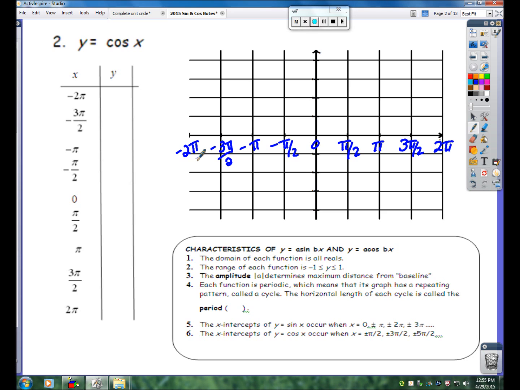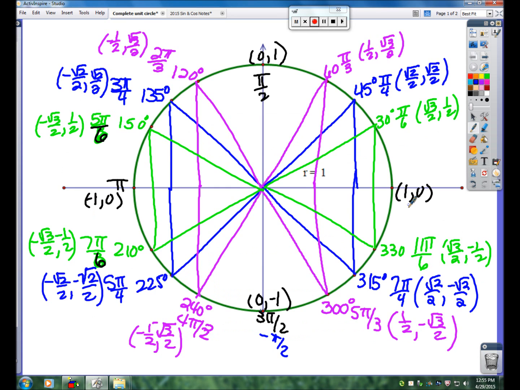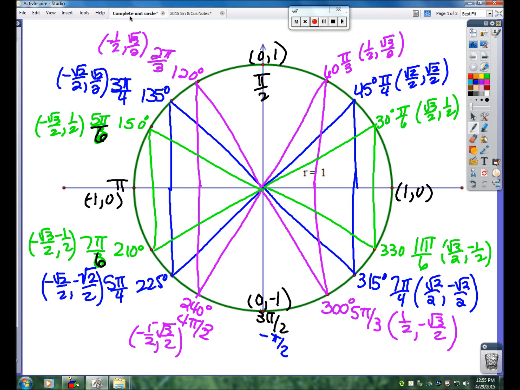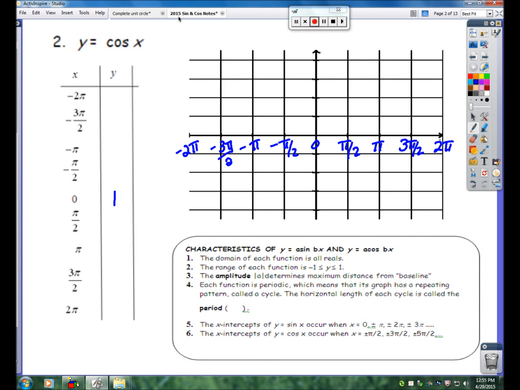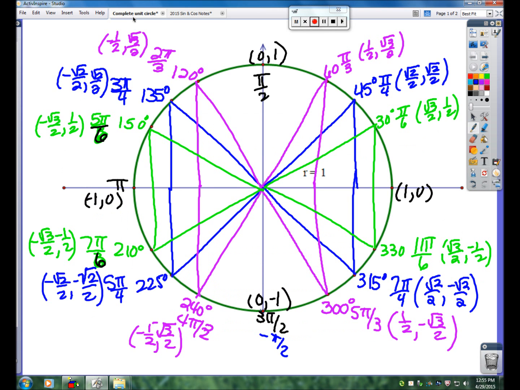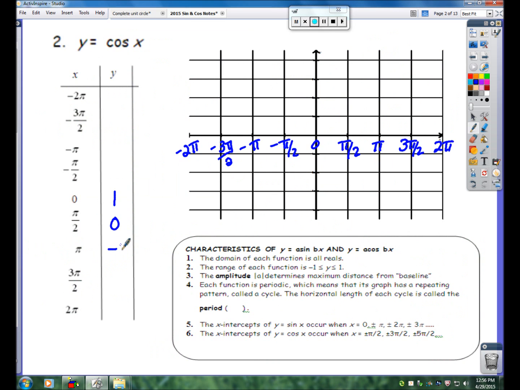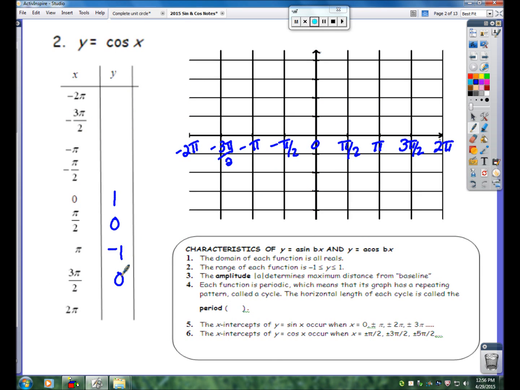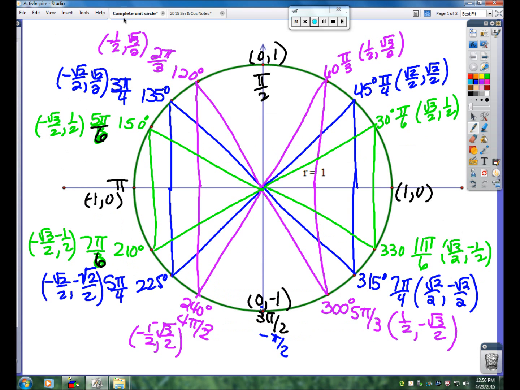Okay. All right, so here again, we're going to start at 0. All right, so the cosine of 0 is 1. The cosine of pi over 2 is 0. The cosine of pi is negative 1. The cosine of 3 pi over 2 is 0. And the cosine of 2 pi is 1.